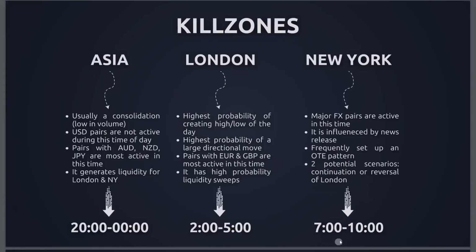The New York kill zone goes from 7 a.m. to 10 a.m. And some people extend it to 11 a.m. because there is a silver bullet from 10 to 11. But originally, it's from 7 to 10 a.m.